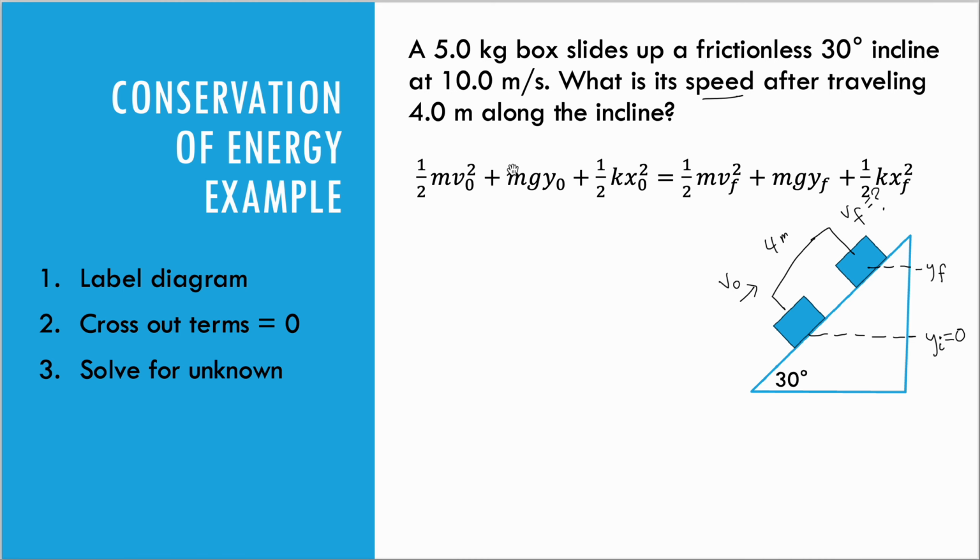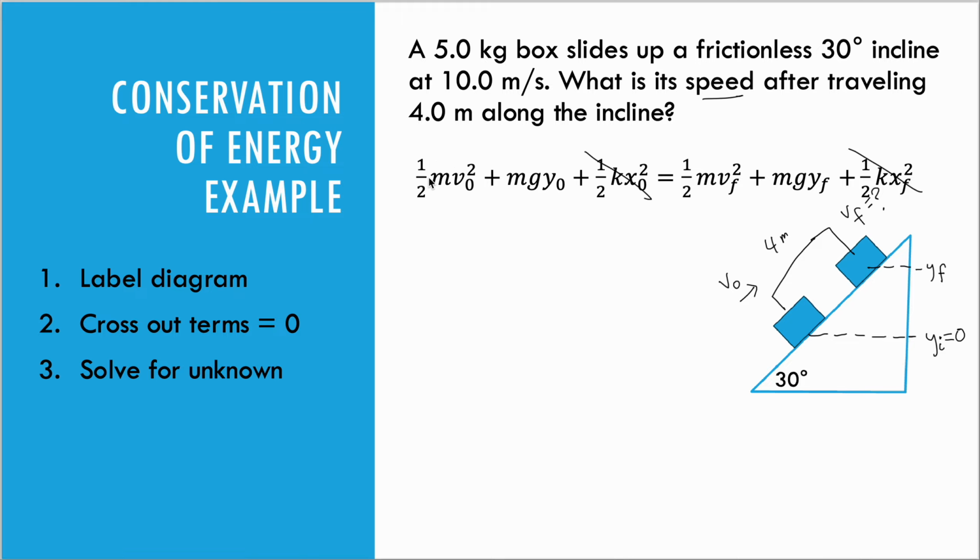So you're going to write out the whole conservation of energy. Cross out what's equal to 0. First of all, there's no spring in this problem, so there's no spring energy. That makes our equation a lot more simple. Now let's go through each term one by one.